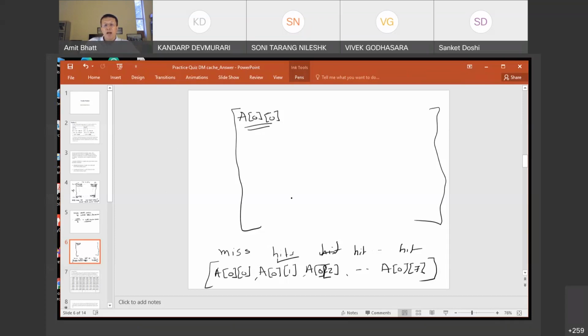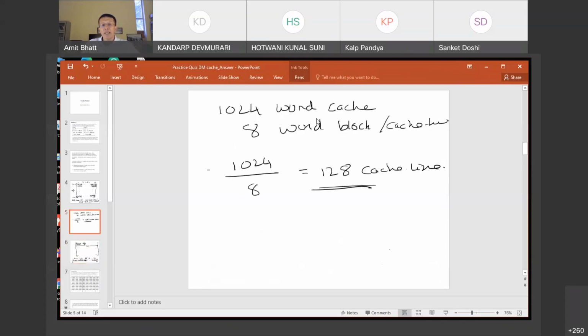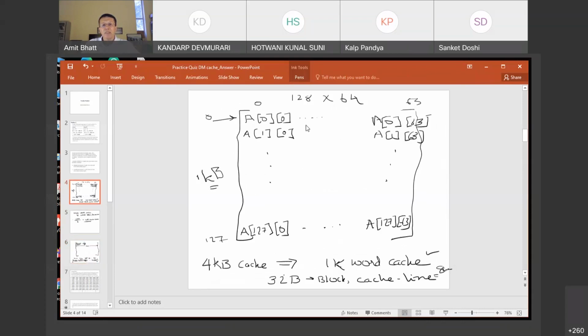Then what will happen? Just tell me one thing. In one row, how many blocks or cache lines would I need? The first one I brought, total, how many of them? 8. There will be a total of 8. And why would there be 8?